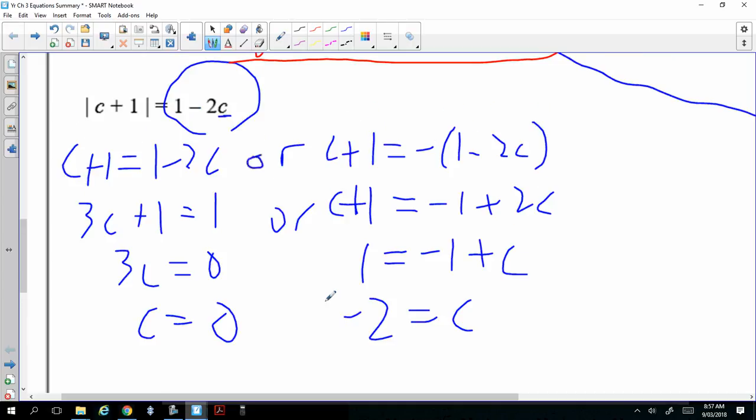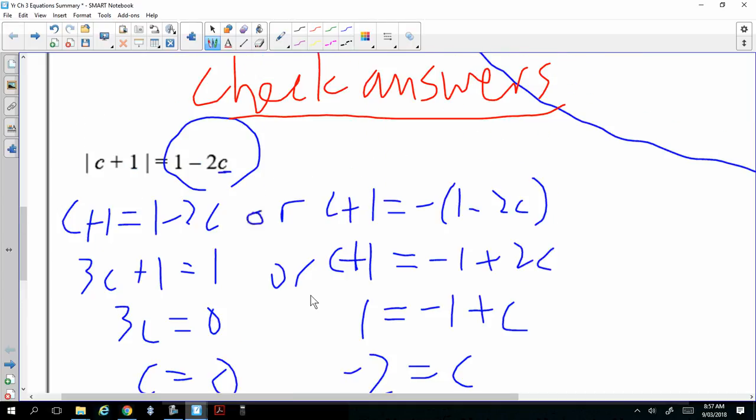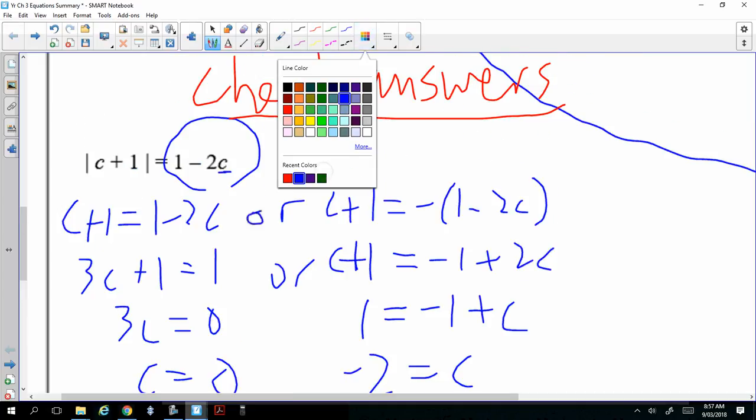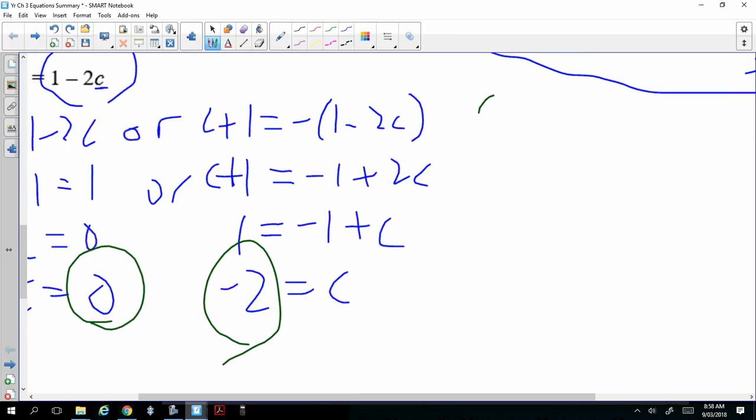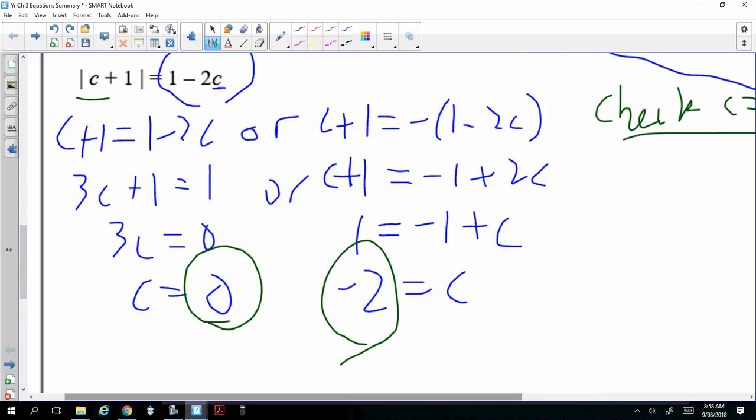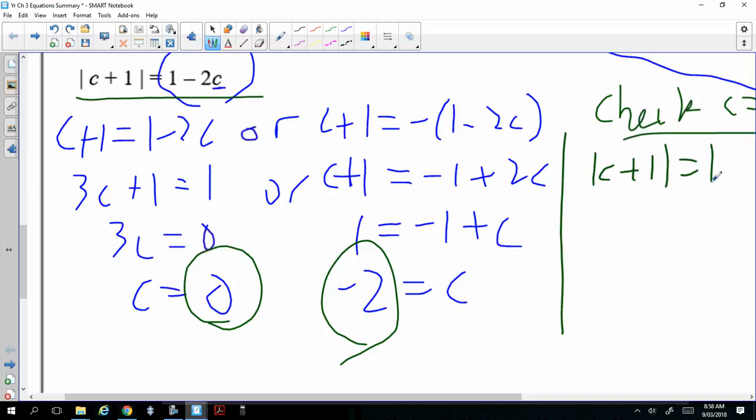This one you have to check. You have to go back and check these 2. Sometimes both will work, sometimes none of them will work, sometimes only one of them will work. So make sure you check both of these. We'll start with checking c equal to 0. You substitute 0 into both sides of the original equation, which is the absolute value of c plus 1 equal to 1 minus 2c.